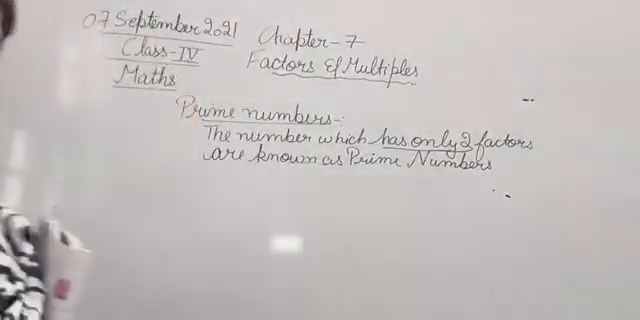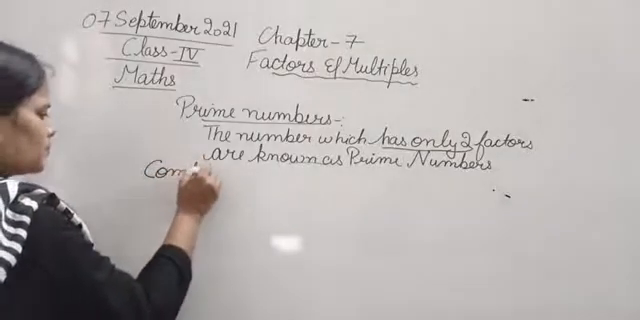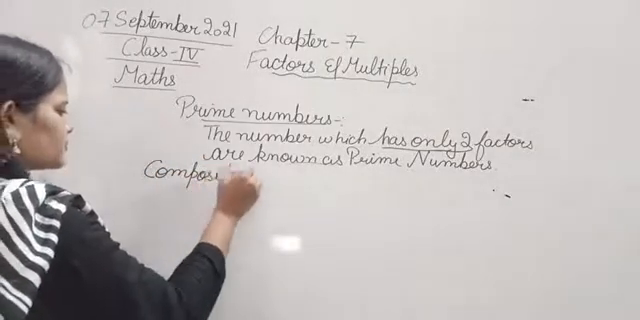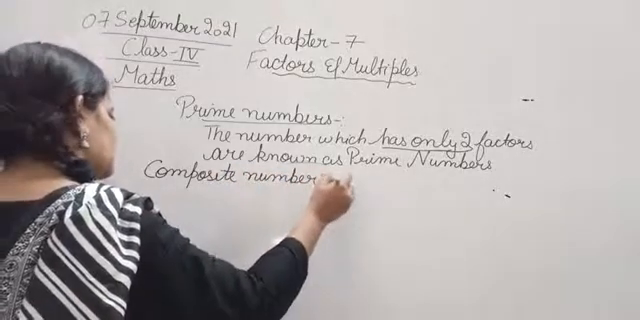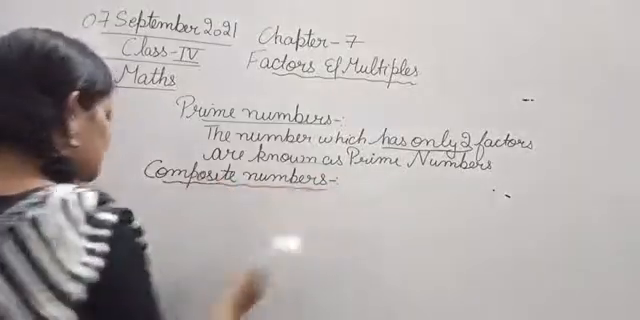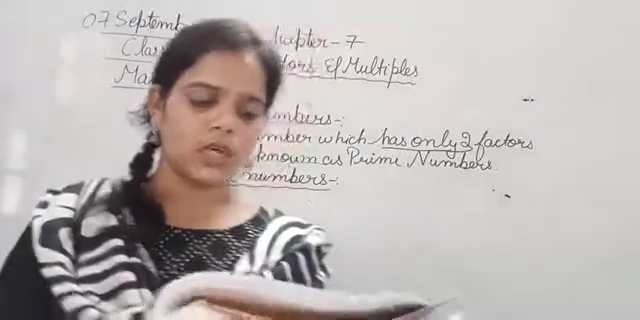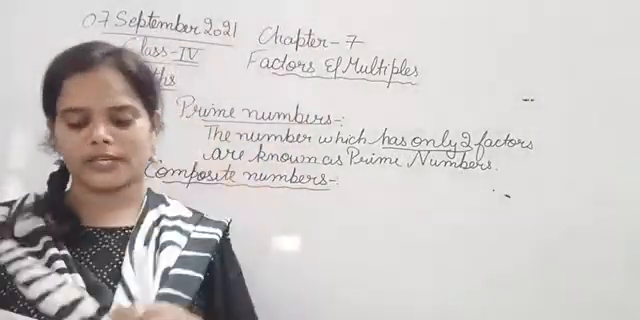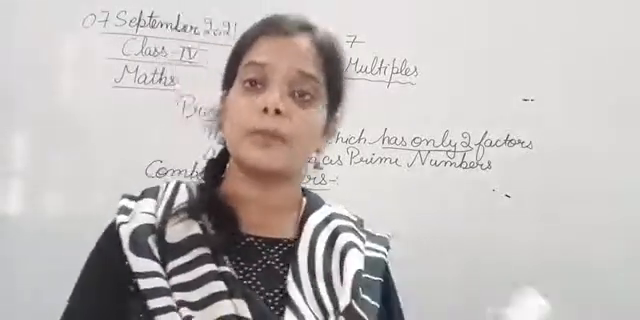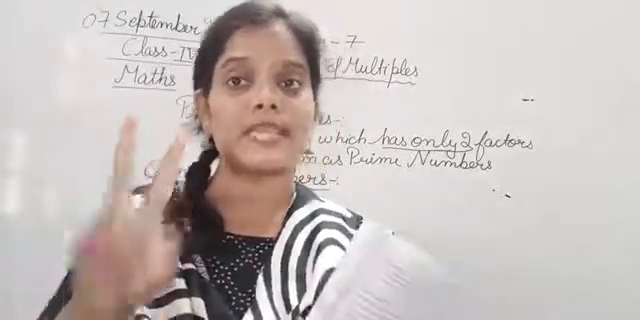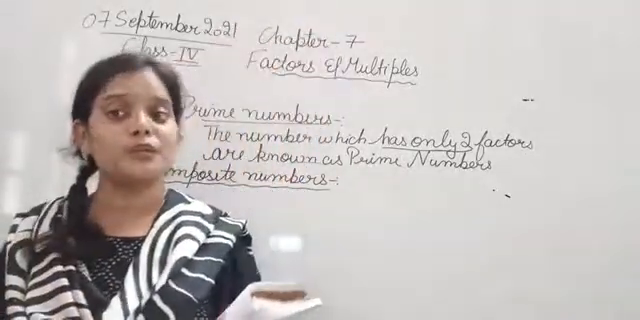Now if we talk about the next one, that is composite numbers. Now what are composite numbers? A number is a composite number if it has more than two factors.